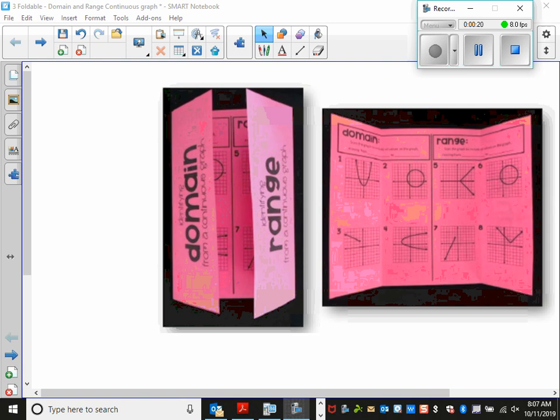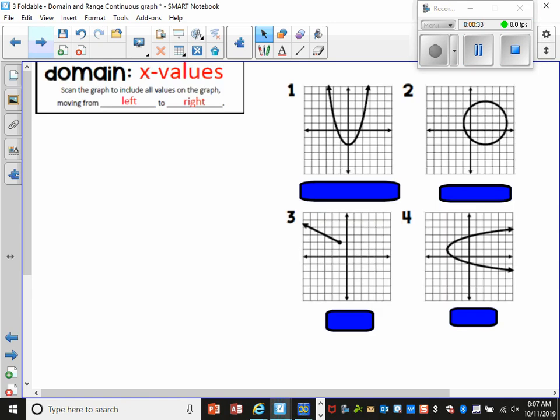On this particular lesson, we're going to be looking at the domain and ranges for some of the graphs that you're going to see inside of the foldable. So we're going to start with the domain side first. Let's just recap. Domain are your X values. So now you're going to be using a different name for X. We're going to call them domains.